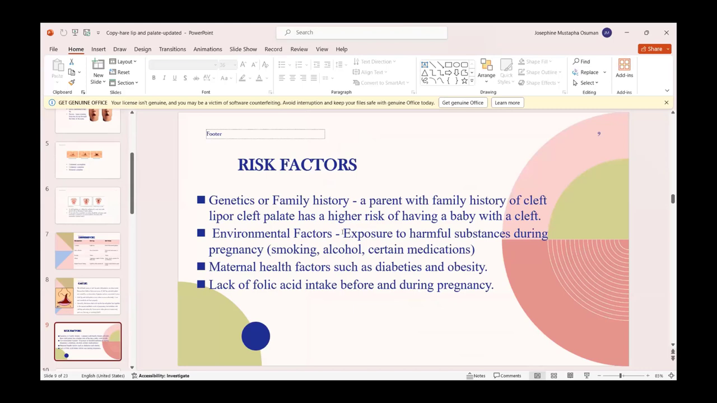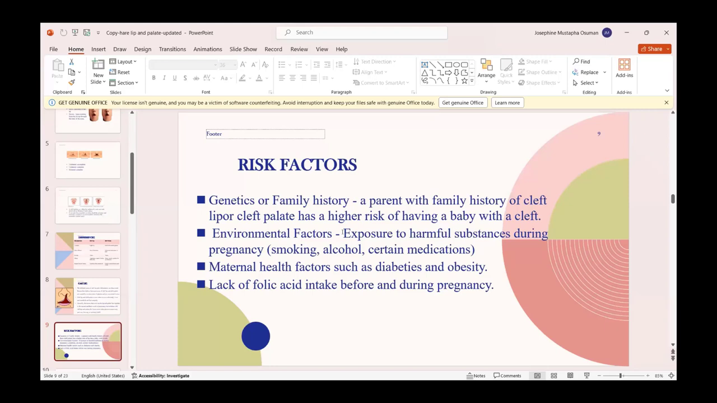The risk factors. One of the risk factors is genetics or family history. So a patient with a family history of cleft lip or palate has a higher risk of having a baby with a cleft. And also the environment in which the person is exposed. If the person is exposed to harmful substances during pregnancy, such as smoking, alcohol, substance abuse, or certain medication that are not prescribed by a medical professional, it can lead to a cleft happening.